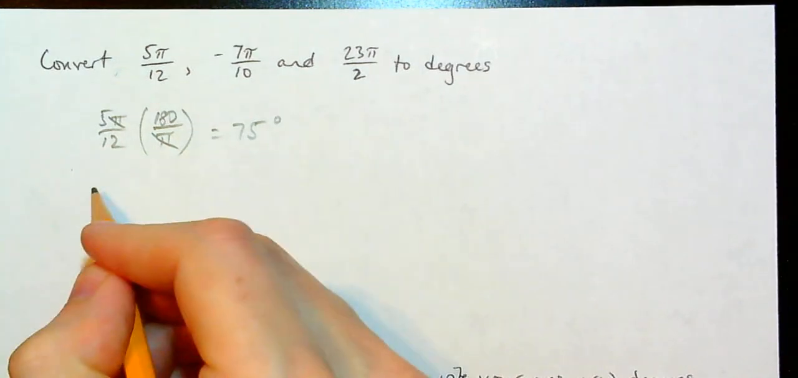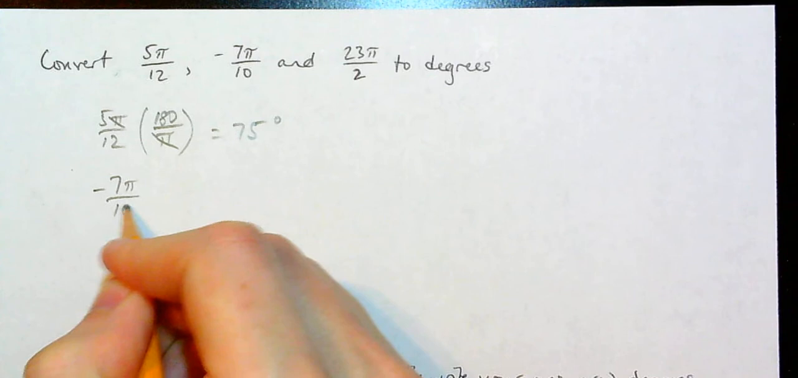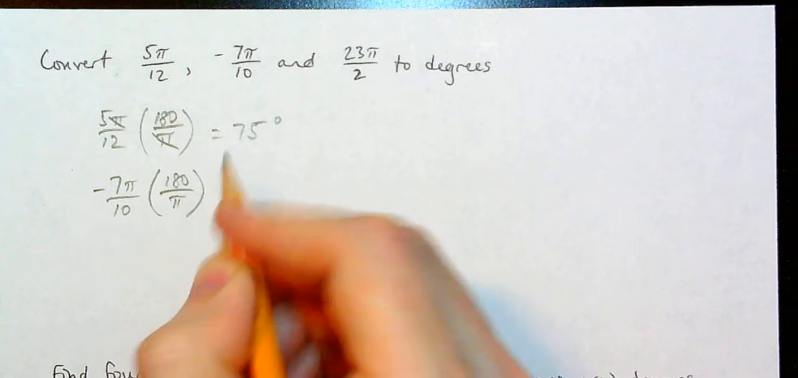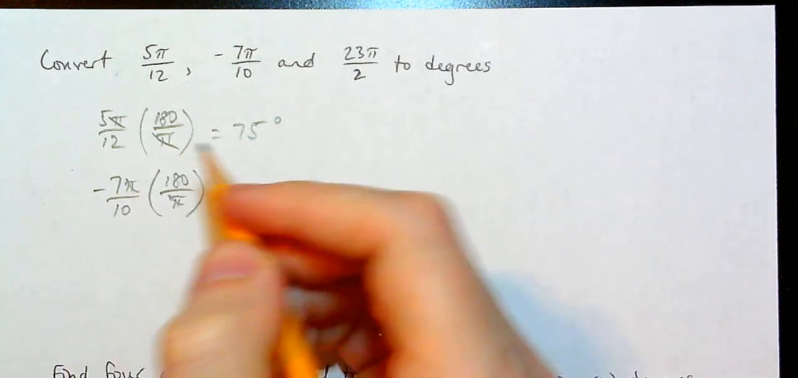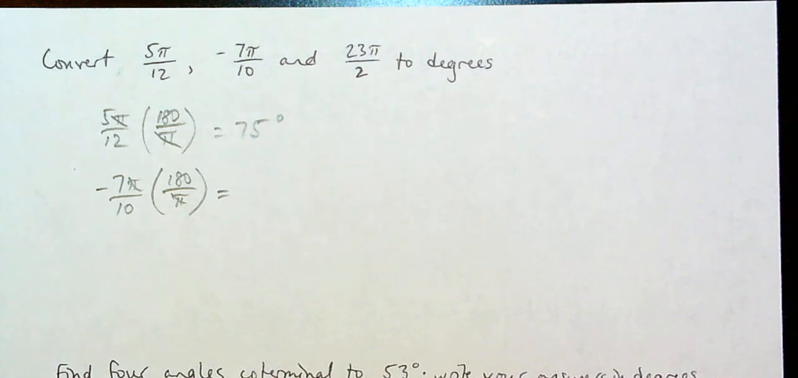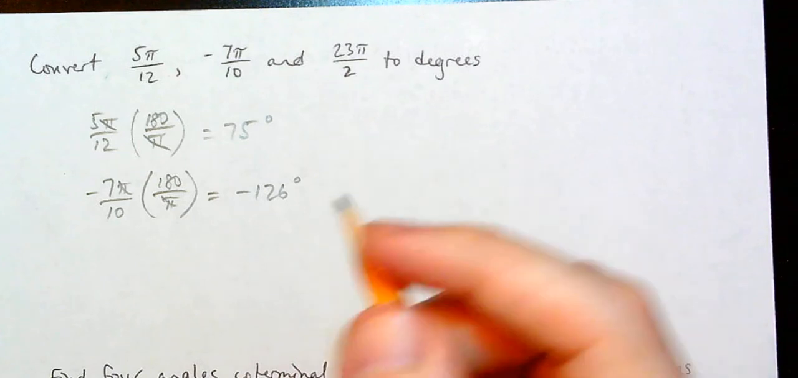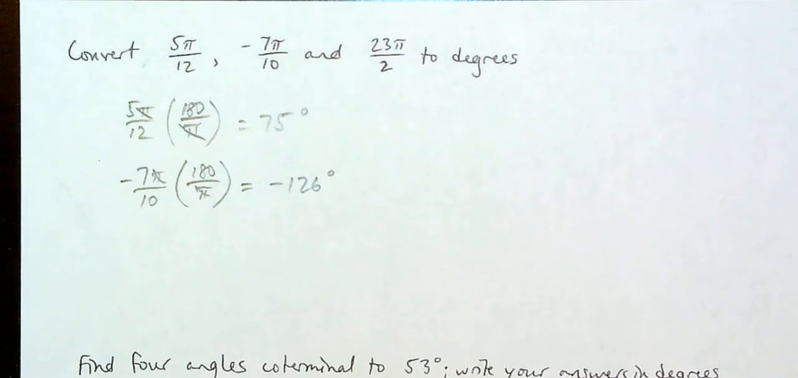If we go negative 7 pi over 10, again, multiplying by 180 divided by pi. Again, the pi's cancel out. 180 divided by 10 is 18, and then negative 7 times a positive 18 gives us a negative 126 degrees. So that is our degree measure of this angle here.